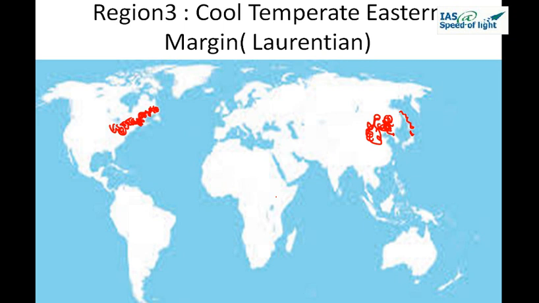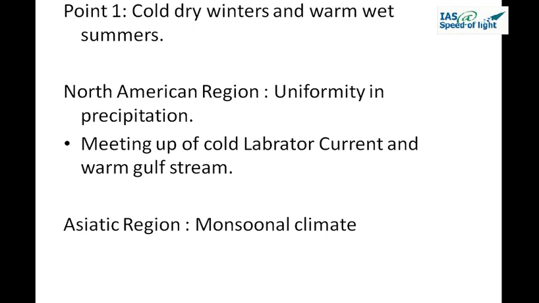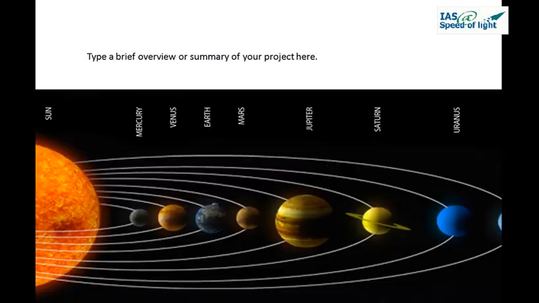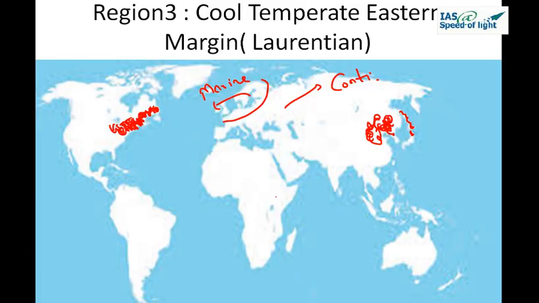Now this climate actually forms a sort of transition between the western margins, which had the complete marine environment, to the continental, which has the complete continental characteristics. So it has cold, dry winters, very cold winters, but warm, wet summers. Though in this part of the USA we get rainfall throughout the year, in China it is going to have rainfall only in summers.